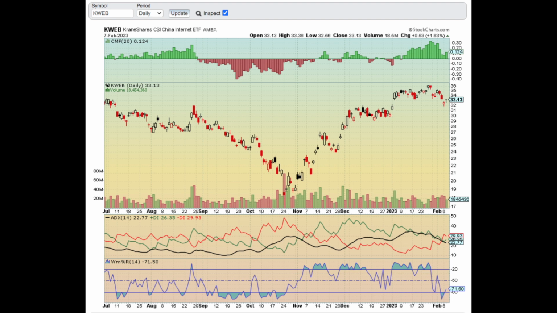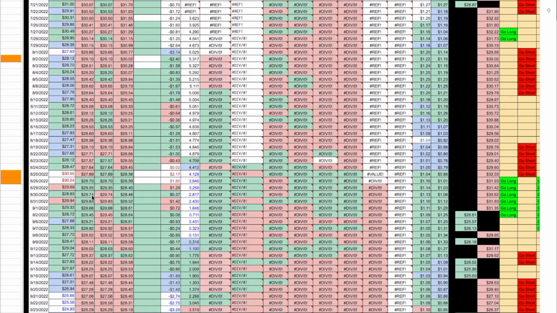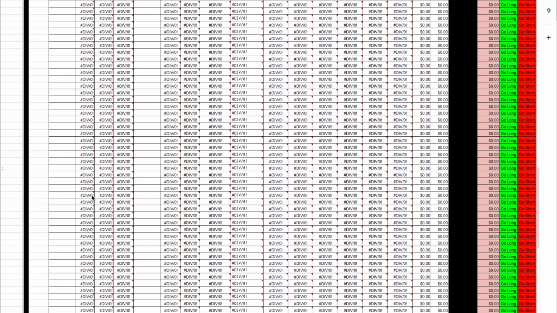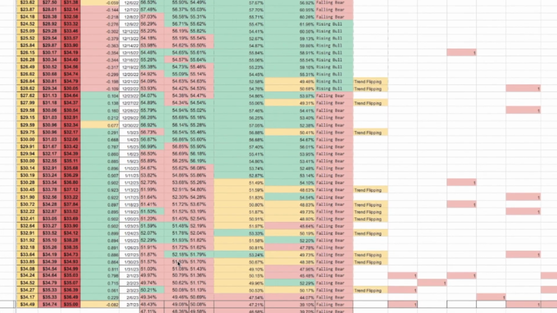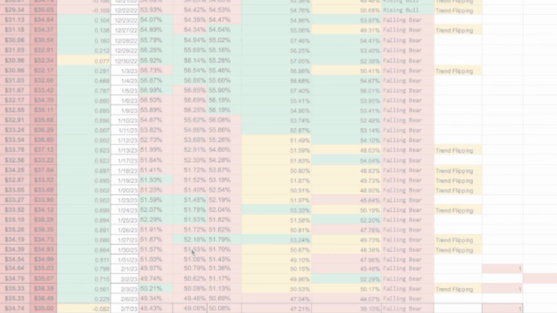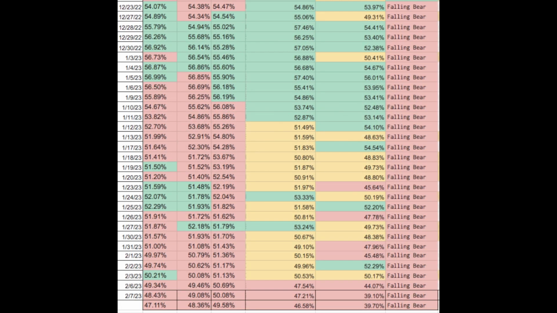Now let's go ahead and take a look at daily sentiment for KWEB based on the numbers. Looking at KWEB on the daily sentiment, we can see here at the beginning of January, on January 4th and 5th, that's when the bullish sentiment started to roll over and get lower every single day. And it seems that it hasn't recovered since the beginning of 2023.